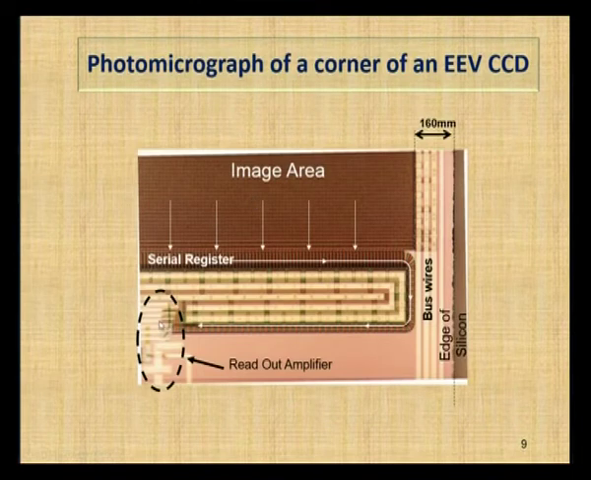EEV, that is electronically enhanced vision. This is an electronically enhanced vision CCD. This is how it looks. This is the image area. This is a serial register, which is a masked one. The parallel cells are going to drop the charges from here to the serial register, and after that the charge packets will move through the serial register, and at the end it is read out by an amplifier.